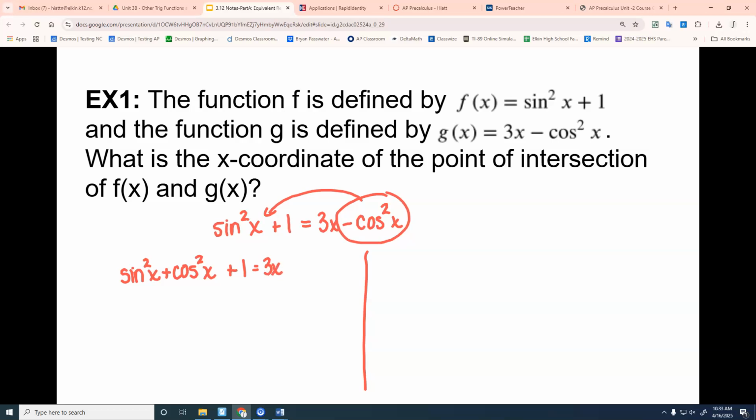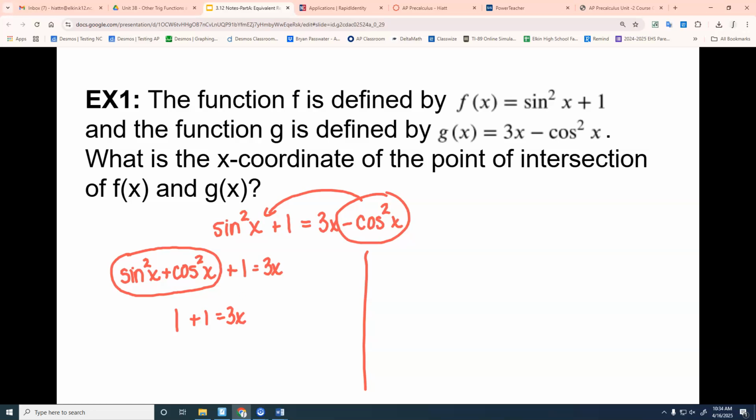And it was on the other page. It was our trig identity. We just learned that sine squared theta plus cosine squared theta equals 1. So what can I replace that expression with? 1. So now I've just got 1 plus 1 equals 3x.